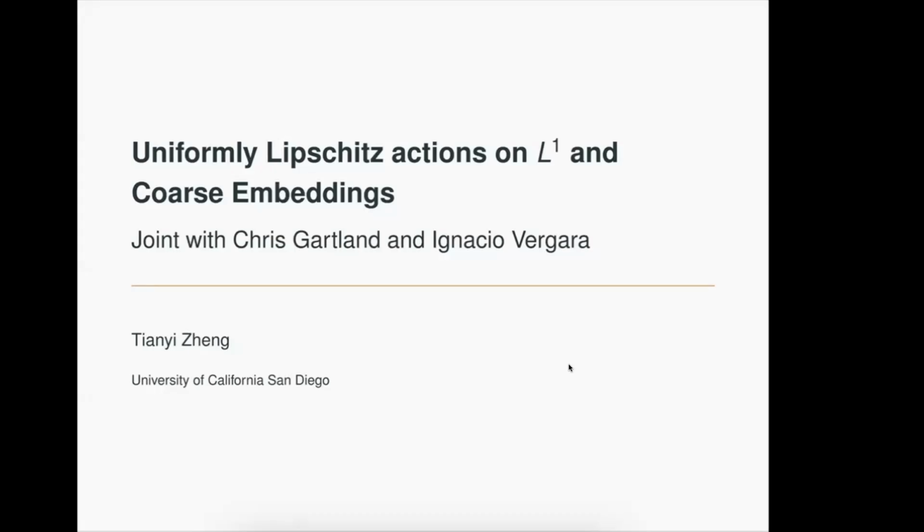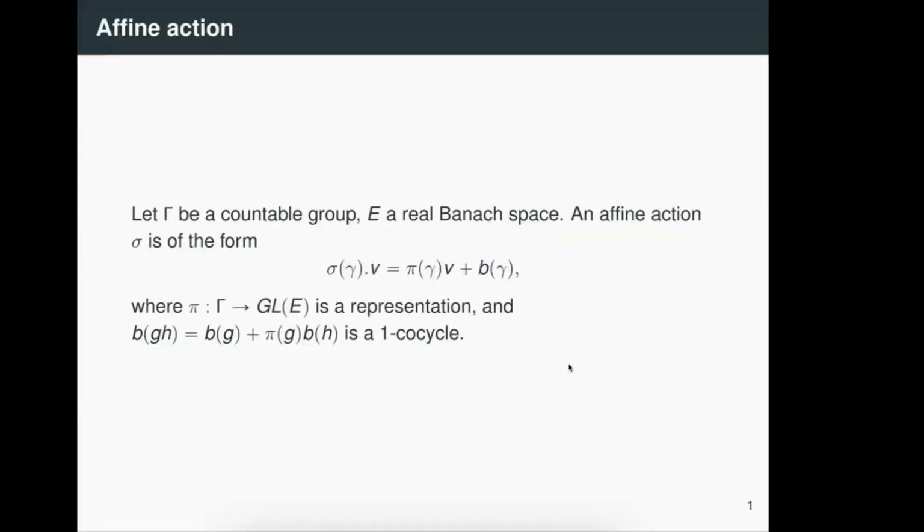Some of you might have seen Chris Gartland's talk about stochastic embeddings of hyperbolic groups into trees in the Quasiworld seminar. So this talk is a continuation of Chris' talk. We'll talk about affine actions on L1. Let's just recall some definitions first.